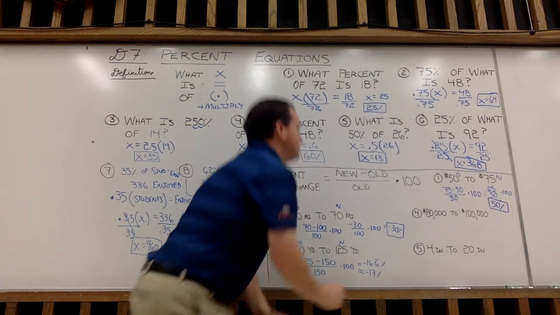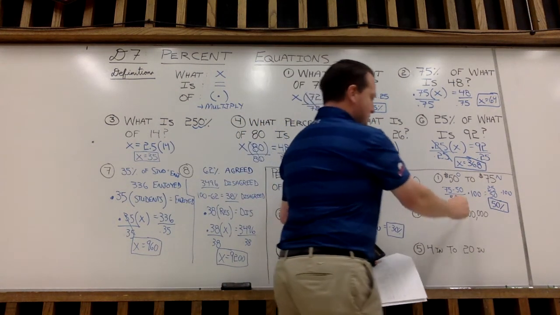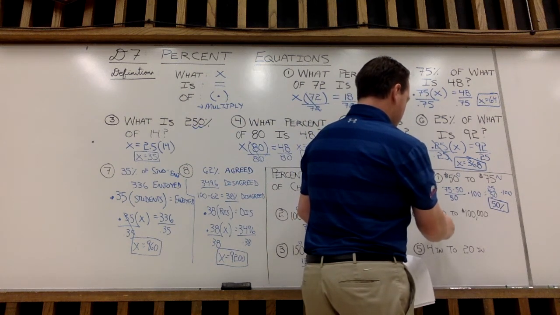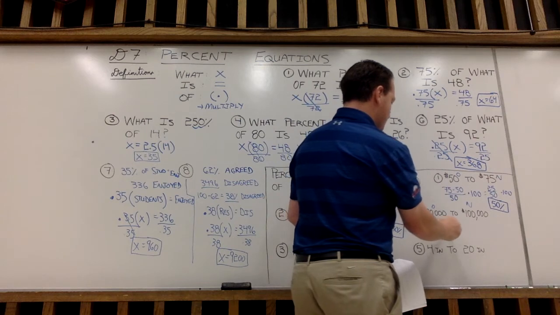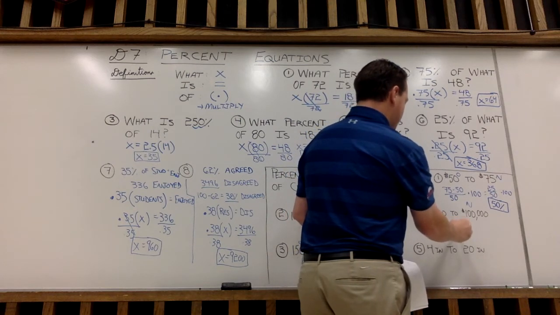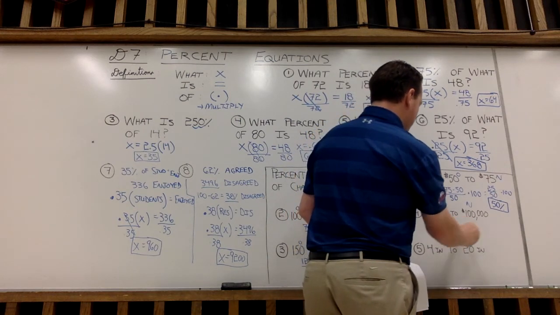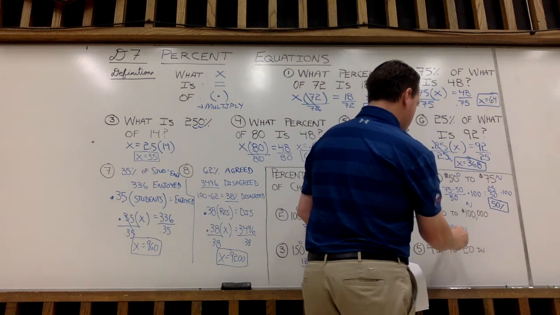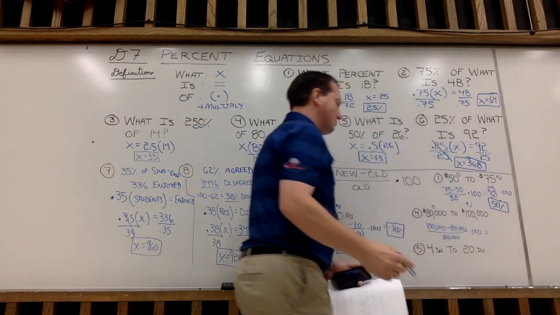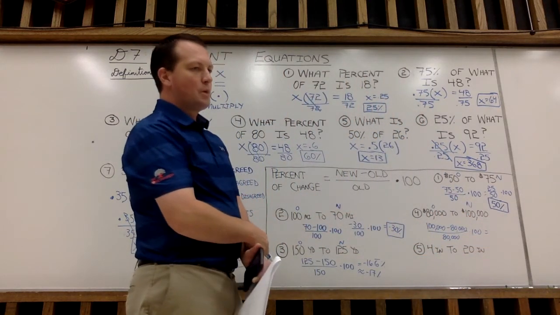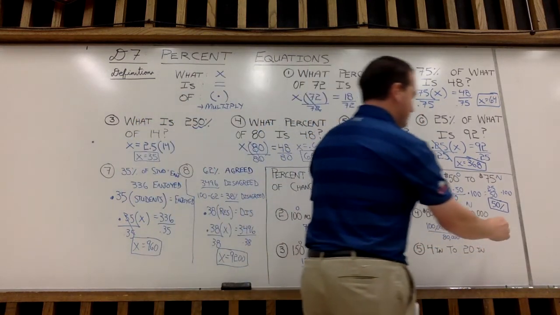Two more. We're making big bucks, 80,000 to 100,000. So we got new, 100,000, minus old, divided by old, times 100. Crunch it out, you should get a positive 25% increase.